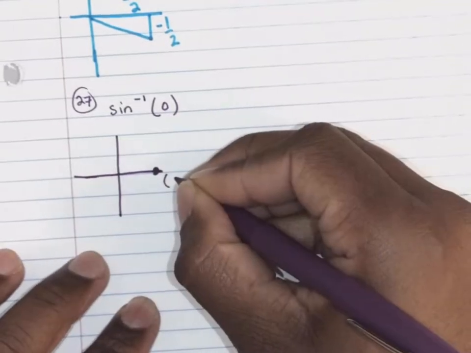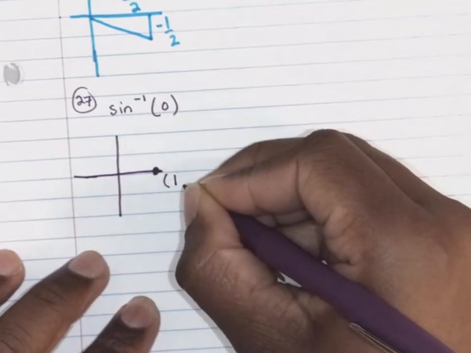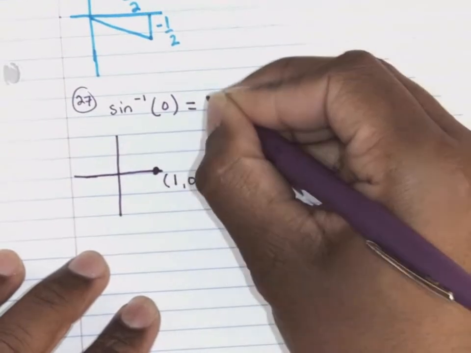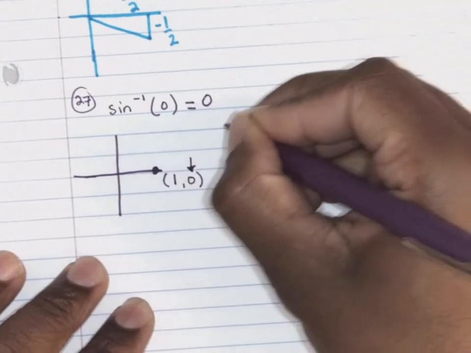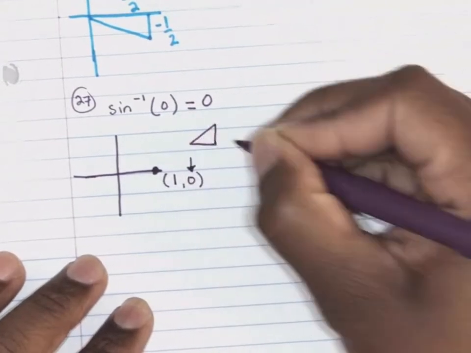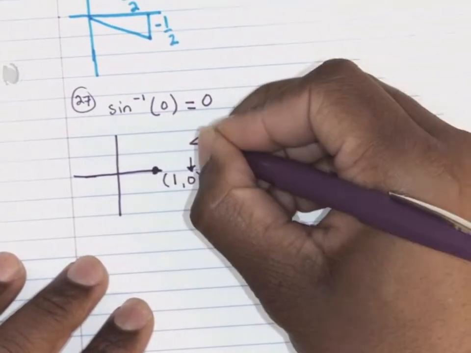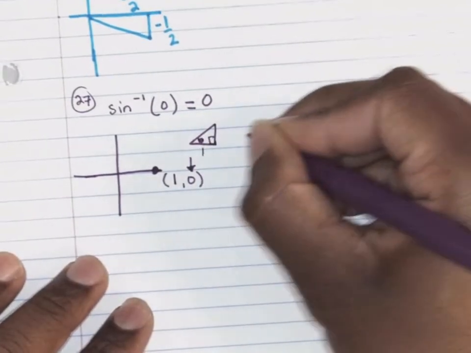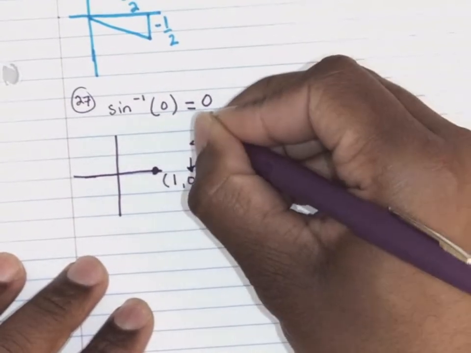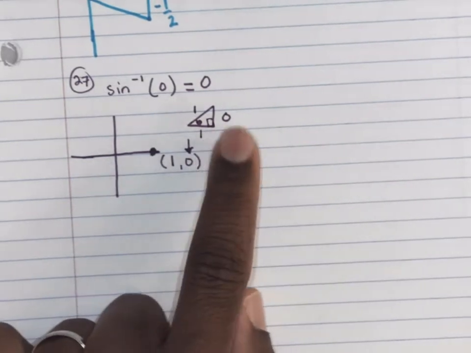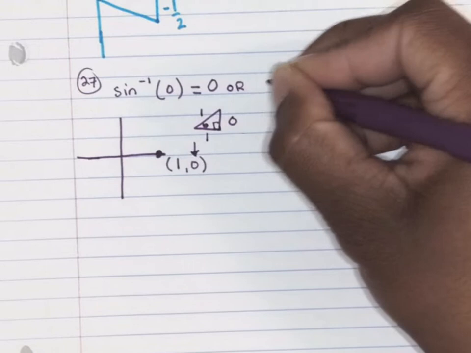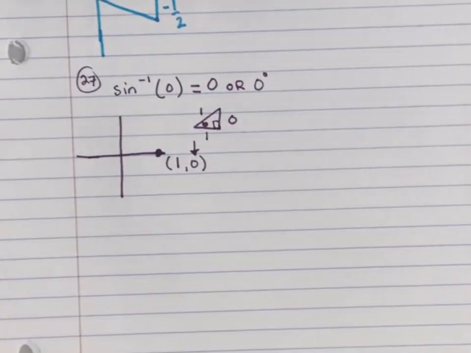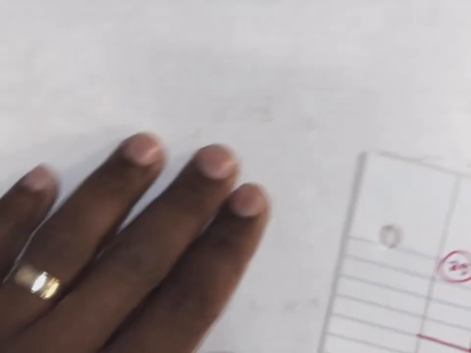And this is more of a coordinate instead of a triangle, where it would be (1, 0). My answer would be 0 because the y coordinate is 0. If I did a little fake triangle, because you can't have a triangle that has a side of 0, x would be 1, y would be 0, and the hypotenuse would be 1. So my answer would be 0 because of that. So I say 0 radians or 0 degrees. Same thing. All right, 28.